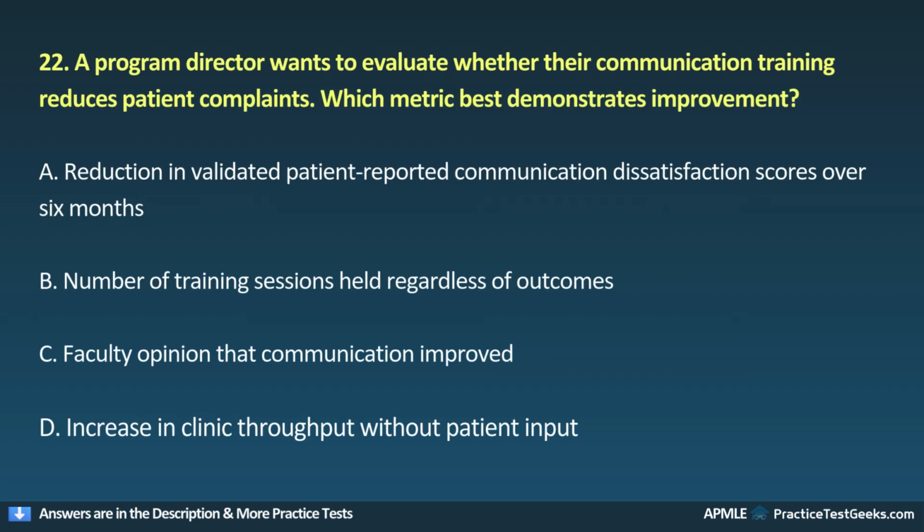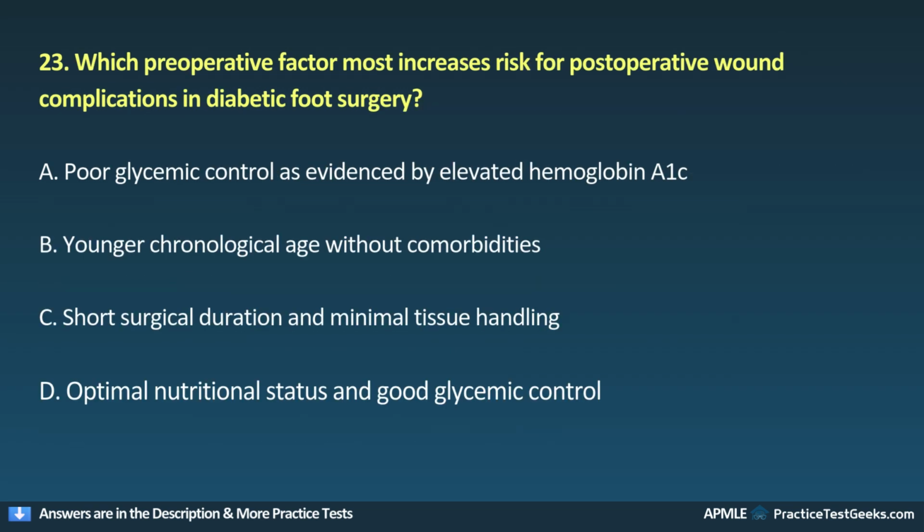22. A program director wants to evaluate whether their communication training reduces patient complaints. Which metric best demonstrates improvement? A. Reduction in validated patient-reported communication dissatisfaction scores over 6 months. B. Number of training sessions held regardless of outcomes. C. Faculty opinion that communication improved. D. Increase in clinic throughput without patient input.